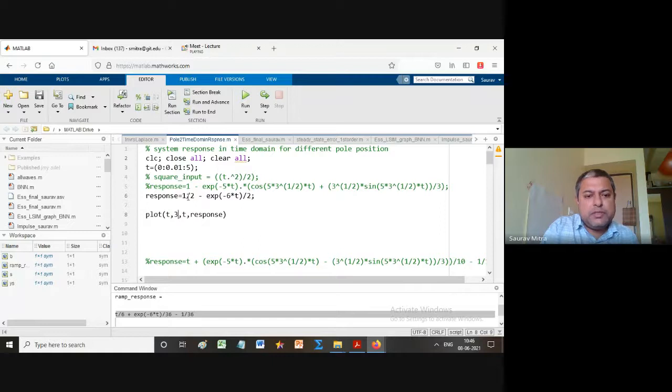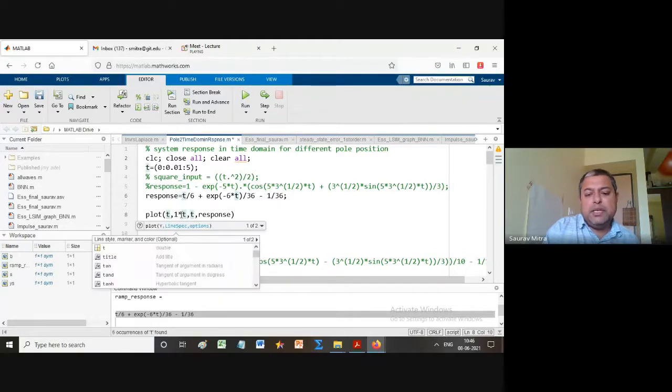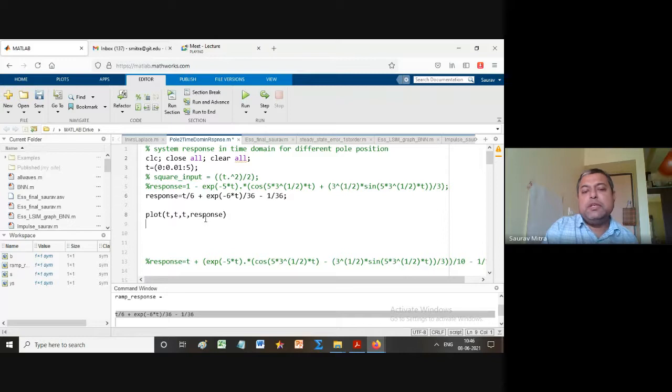So now response is equal to, so here we are going to plot input and output together. T, response. So what is this t? First t, this is with respect to time, we are plotting t. This is 1 into t actually, because this is a unit ramp. So instead of 1 into t, we are writing only t. And third t is time, fourth t is the response.